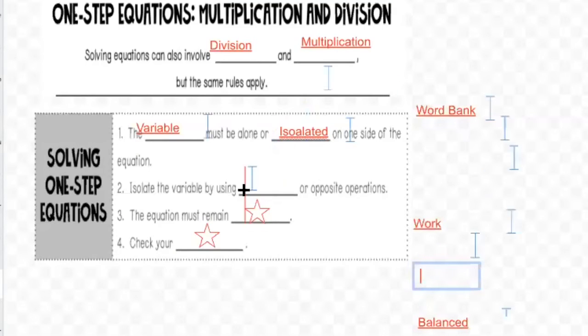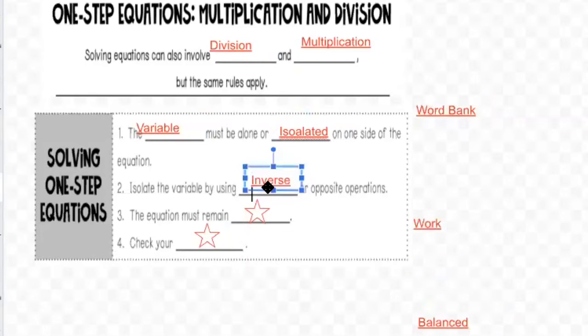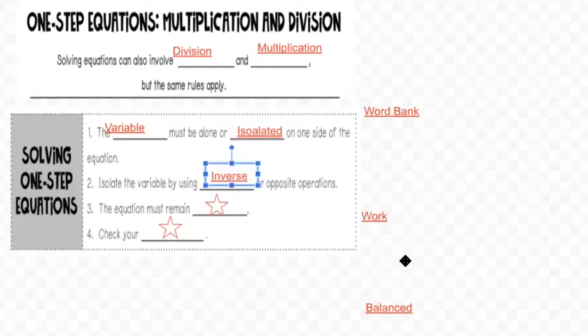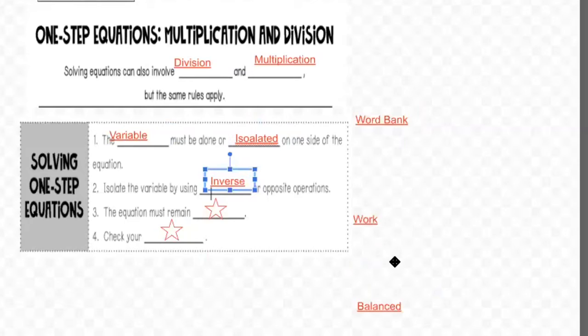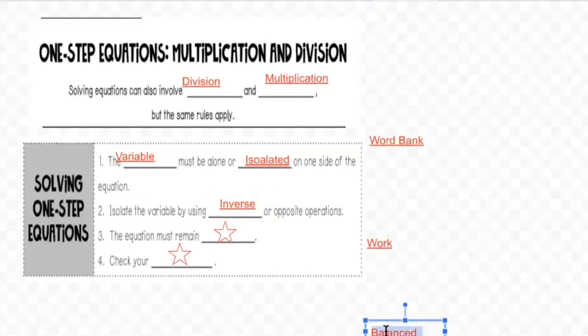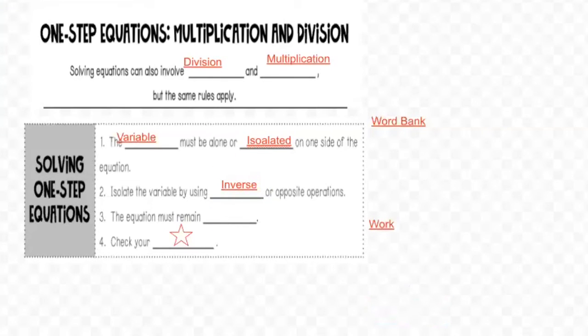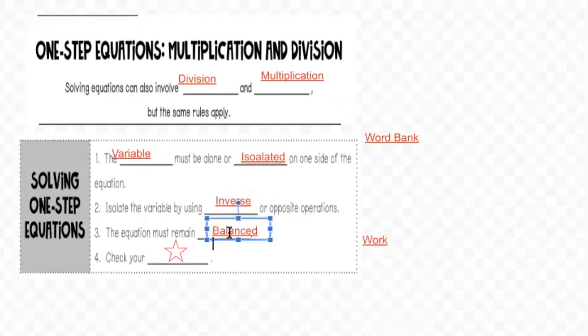Again, we're going to make a text box, and we're going to paste our answer into the text box for number 2. Isolate the variable by using inverse or opposite operations. Finally, the equation must remain balanced. Equal sign means the same. So our equation must remain balanced. We're going to take that word balance, create a text box, and paste that. The equation must remain balanced.